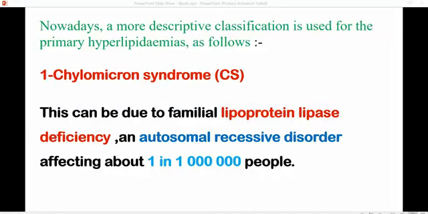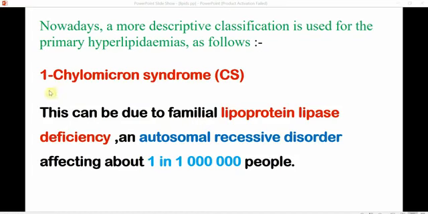Now, a more realistic classification for studying this lipidemia, based exactly on the primary hyperlipidemia, has been made as follows.